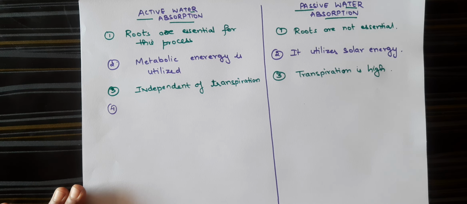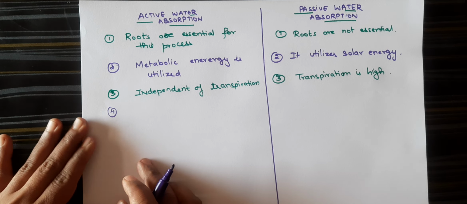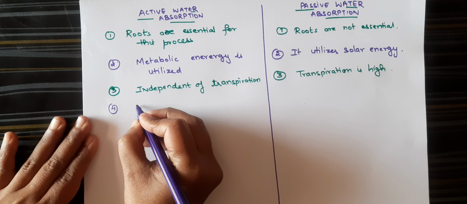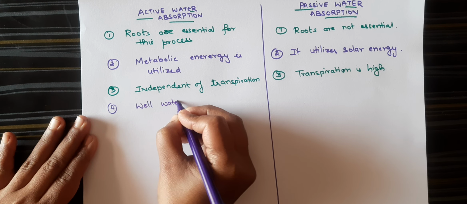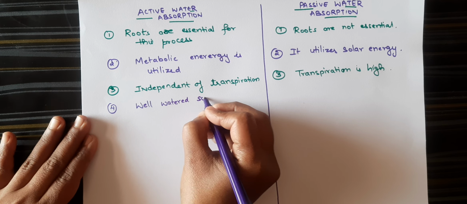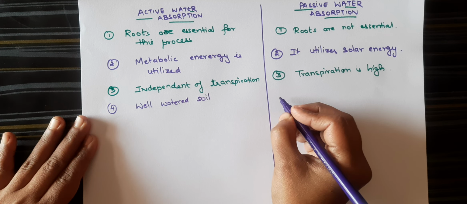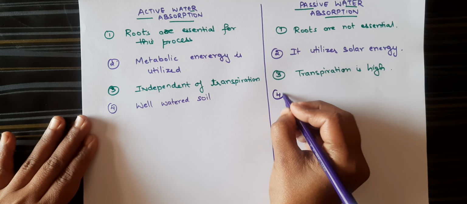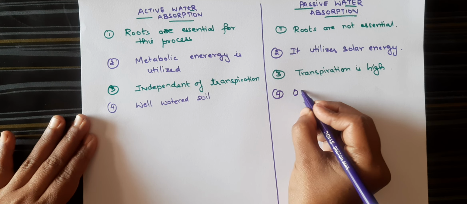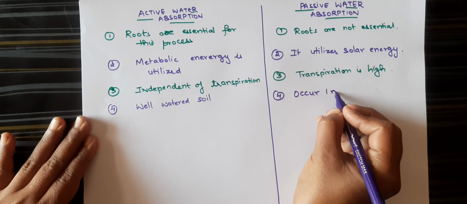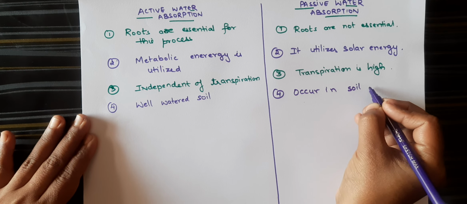The fourth difference between the two processes is that active water absorption helps in well watered soil. Okay, well watered soil, whereas the passive water absorption will occur in deficient soil also.